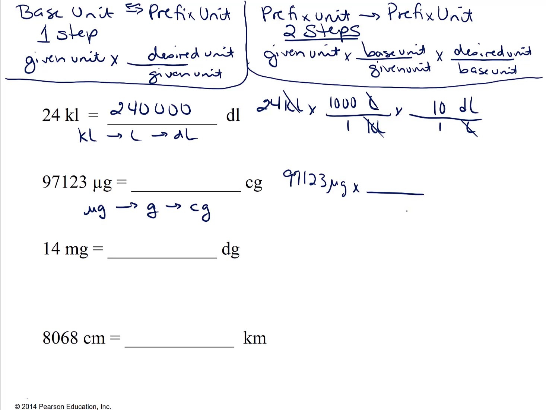Put the unit you start with on the bottom. The unit you want to go to in the first step is grams. Micro means a million. Whenever you have micro, that's the funny U. If you have micro, you're going to put a million in front of it.